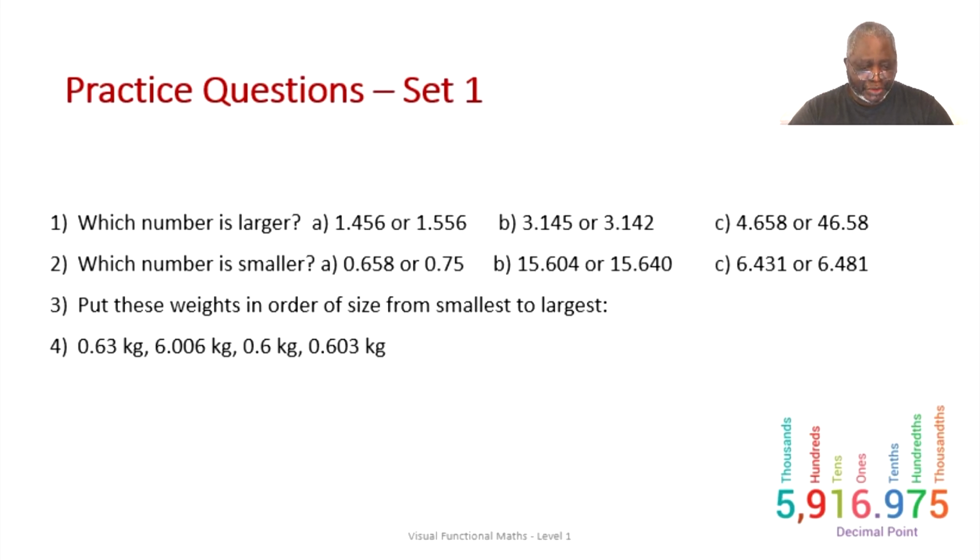Put these weights in order of size from smallest to largest: 0.63, 6.006 kilograms, 0.6 kilograms, 0.607 kilograms. Question 4 is applying decimals within the context of kilograms, as you would do in real life.